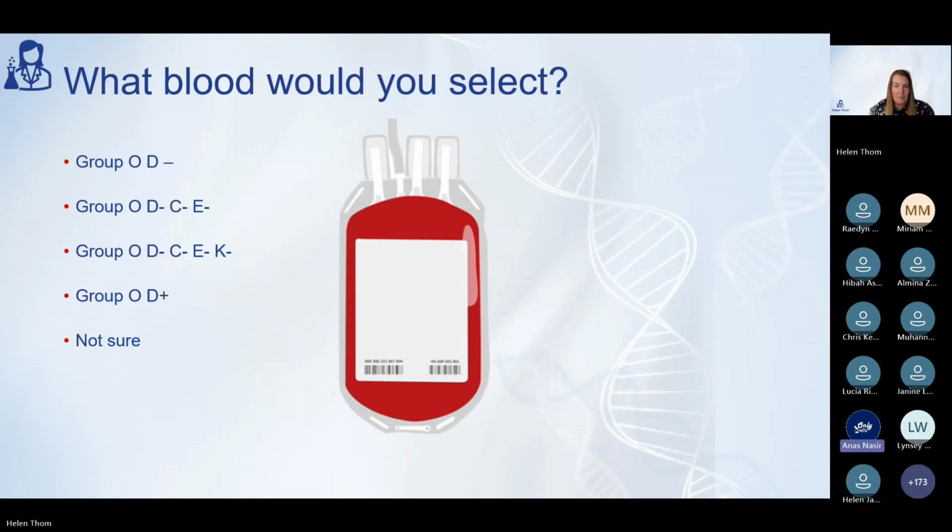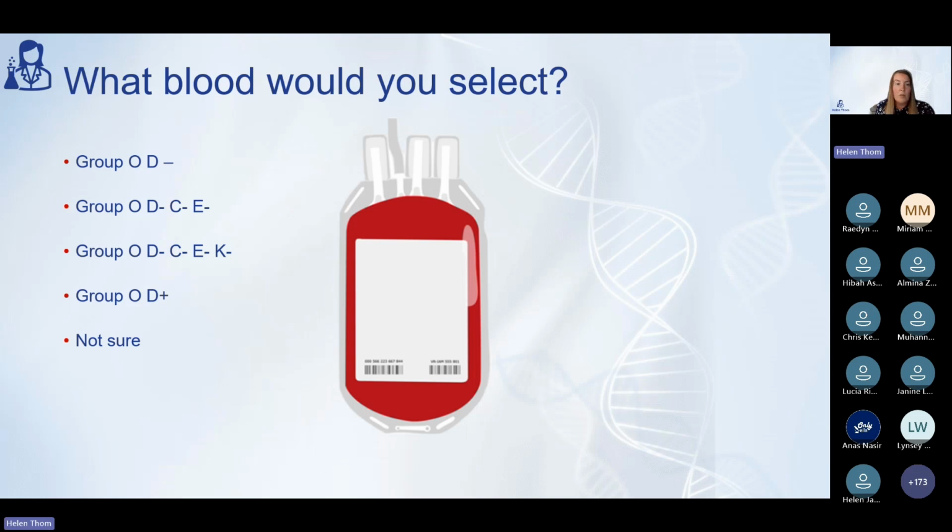So about three quarters of the people have said group O, D neg, C neg, E neg, and K neg. About 11% have said group O, D neg, and following that, 8% have said they're not sure, and the other 8% have said group O, D neg, C neg, E neg.